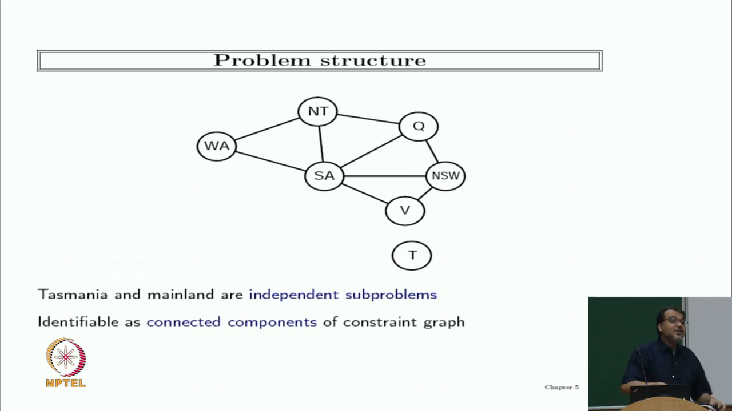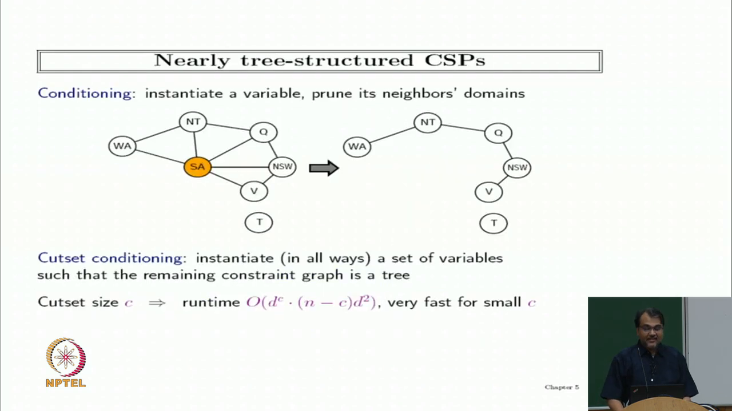So let's say I'm going to assign SA first and I'm going to try SA red, SA blue, SA green. But as soon as I set it, my remaining constraint graph becomes a tree. Now that it becomes a tree, I can solve it in linear time. And I will have to try it d times because there are d values of SA.